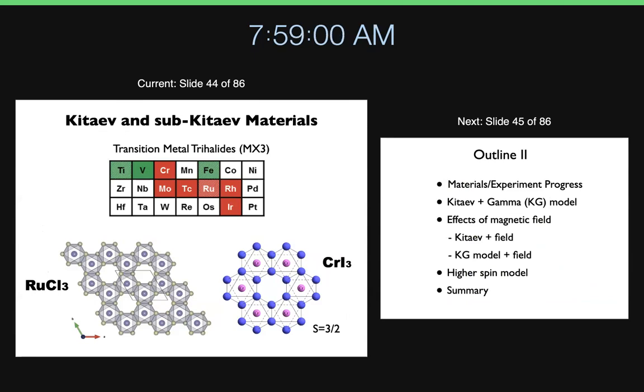I think I'm going to discuss a little bit about chromium triiodide, which I call the higher spin model. It's a spin 3/2. I'll call this a sub-Kitaev material because here the ferromagnetic Heisenberg is actually dominant. It's a ferromagnet, but I believe the Kitaev interaction is the second, sub-leading term, which is under debate at the moment, but I'll bring up some of those tomorrow.